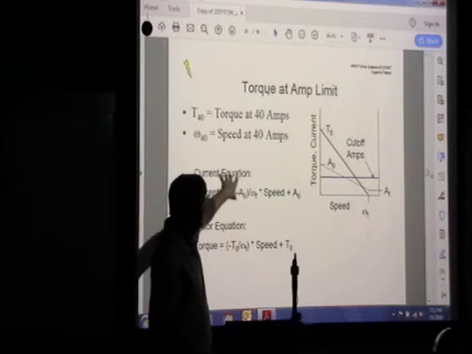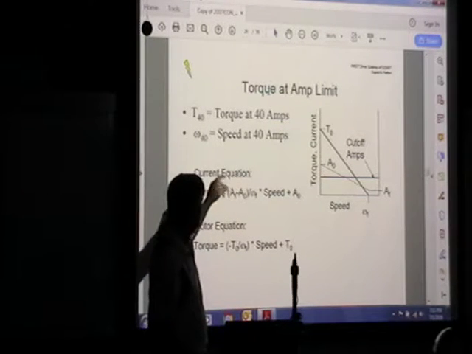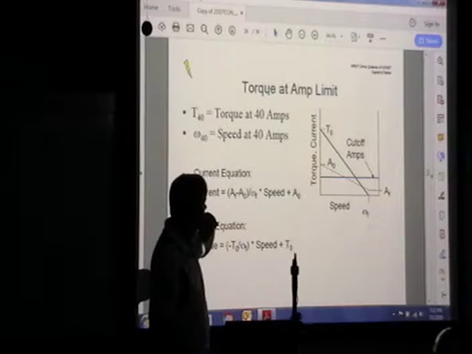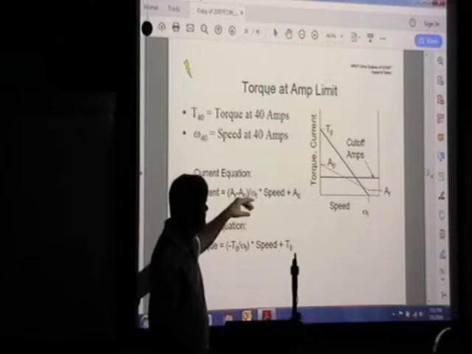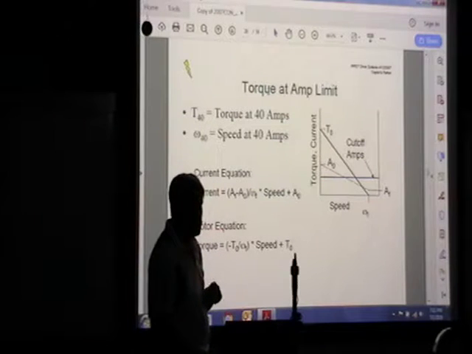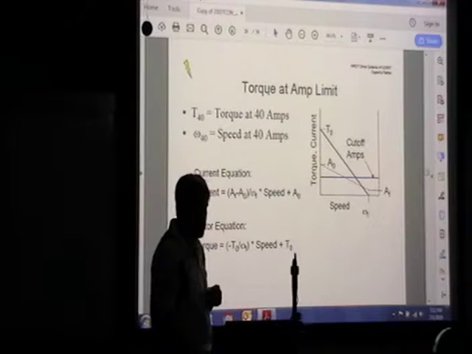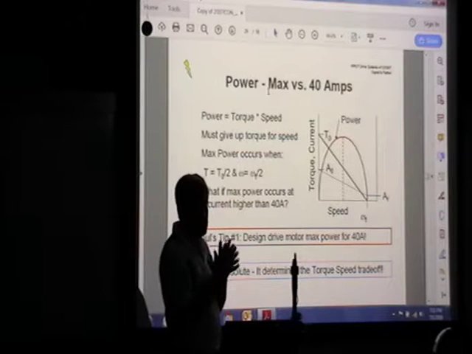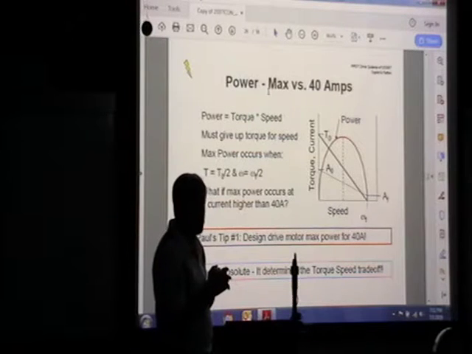So here they've given you the equations to work out your current, your speed and your torque at 40 amps. There again, a lot of these have already been worked out for you by some of the other teams if you look on Chief Delphi, but it's important to know where that equation came from and why they're doing it, because we're going to talk about your power curve for your motors.